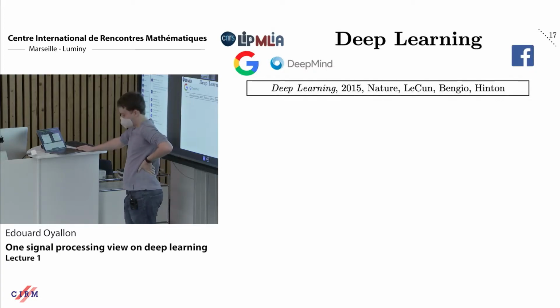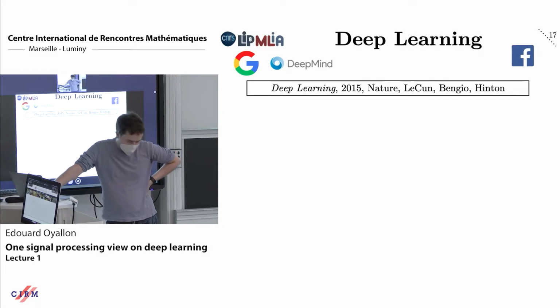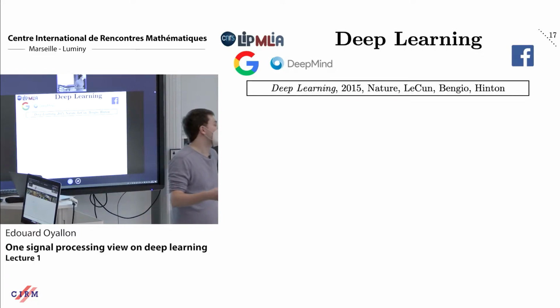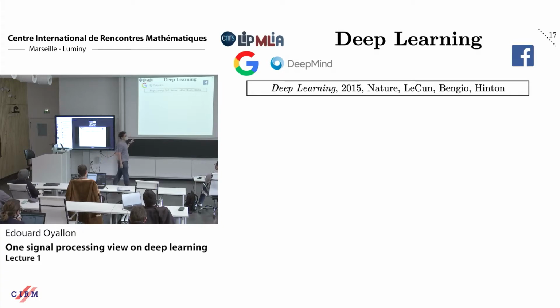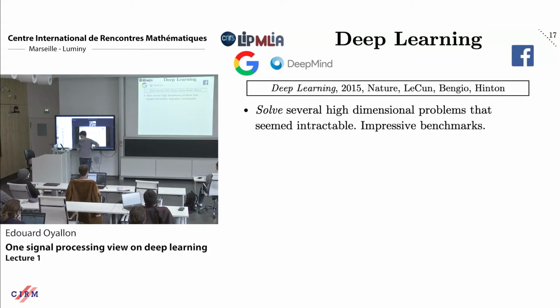Now, if you look at the papers which are published now in deep learning, most of them come from several companies like Google, DeepMind, Facebook. It's a bit strange in some sense, because when you're from academia, you're more used to research papers which are from universities. And as I said, deep learning has this ability to literally solve high-dimensional problems which seemed impossible to solve before deep learning.